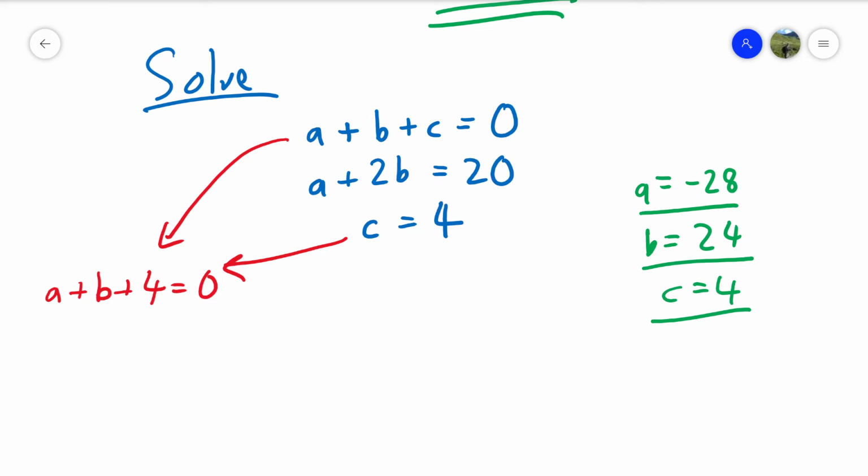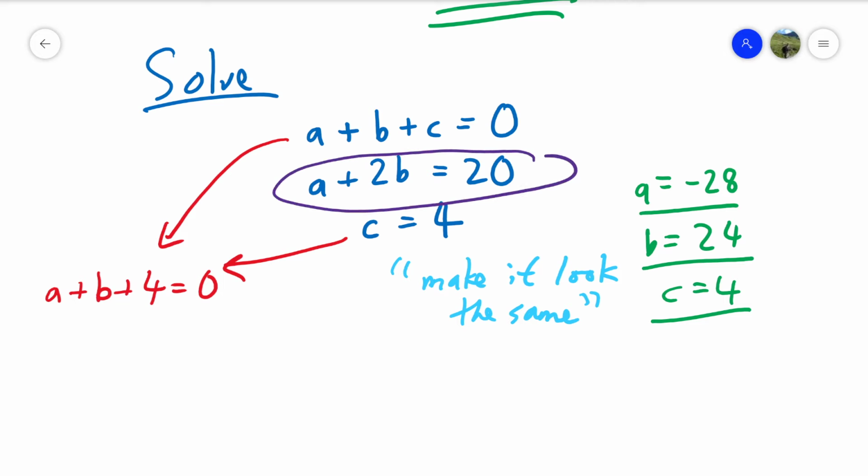Oh, I know what to do. I'm going to now make it look the same. There's a reason we've been drilling this, because it's such an important technique in maths. There's going to be other ways of doing this, but make it look the same is very effective here.